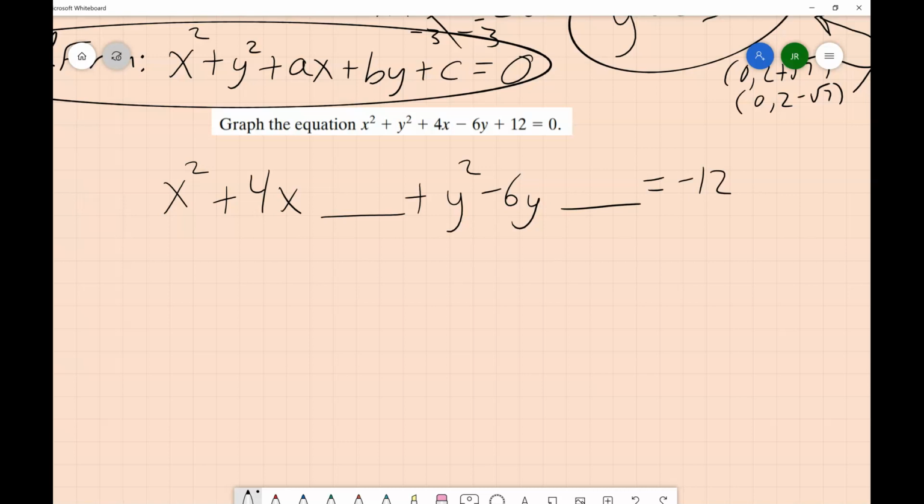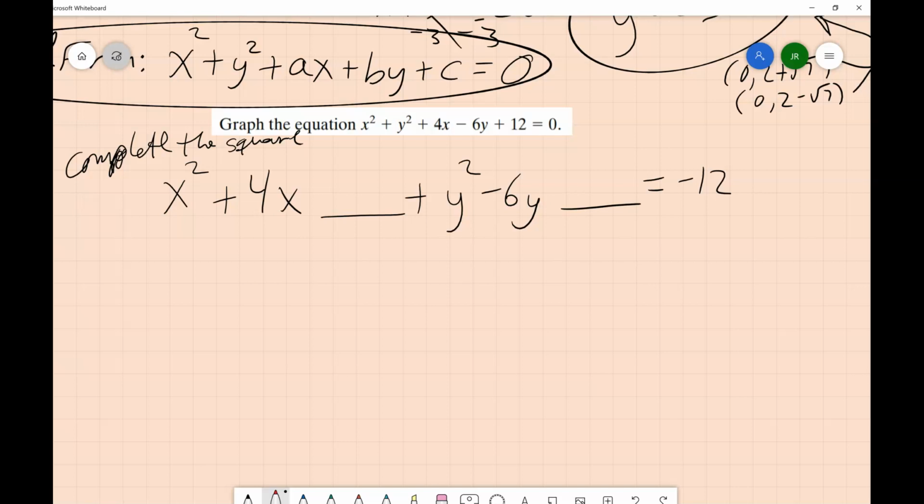All right, now standard form is like x minus h squared, so we want this to be a perfect square trinomial, and we talked about this a little bit in a previous video when we were talking about the completing the square method for solving quadratic equations. Well, we're going to do something like that here. We're going to complete the square. Let me remind you how to do it.